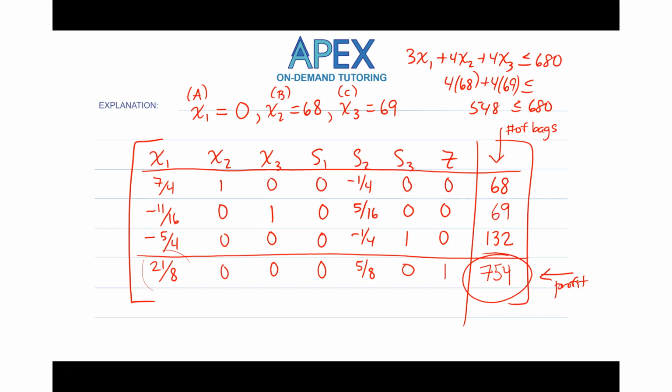And it turns out that if we just try to add more of this bag but less of another, that would actually decrease the profit. So this is our final answer. 0 bags of A, 68 bags of B, and 69 bags of C for a total profit of $754.